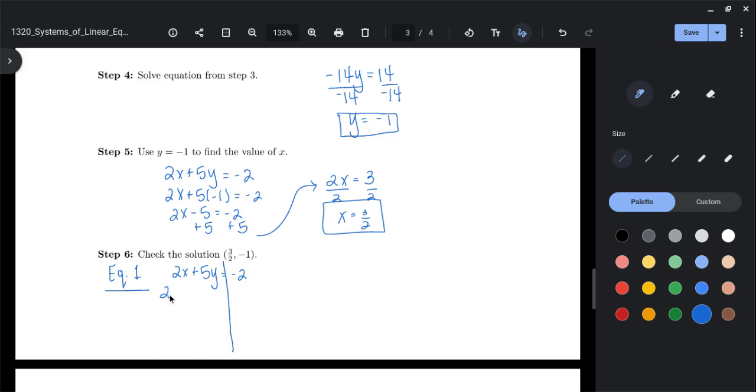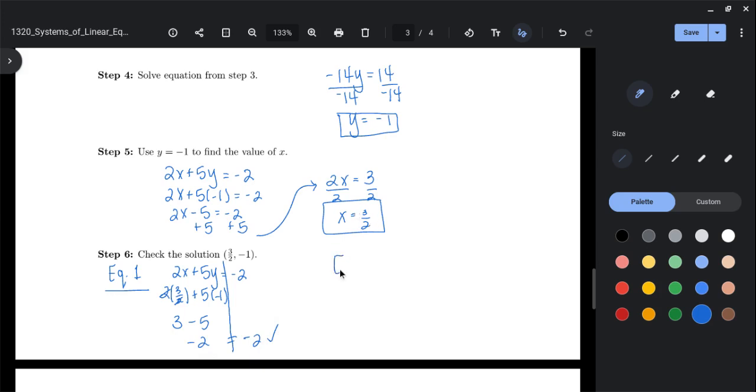So replacing x with 3/2 and y with -1. Do my multiplication. So 2 times 3/2. Well, we're multiplying and dividing by a 2, so they cancel each other out and we're left with 3. 5 times -1 is -5. 3 minus 5 is in fact -2. So we do get a true statement.